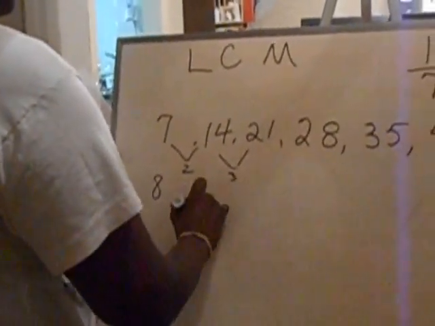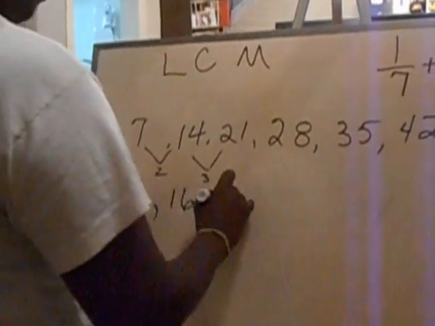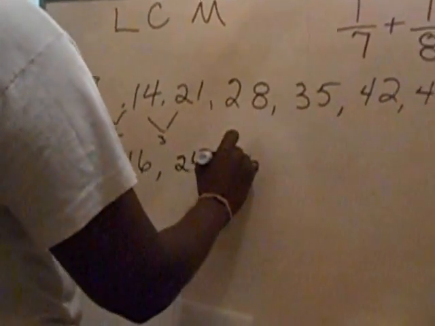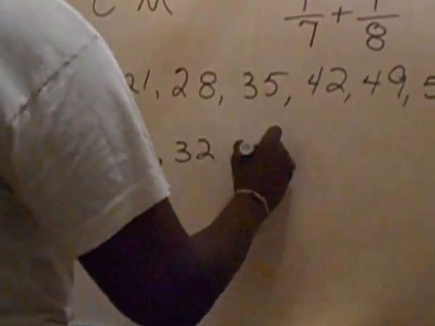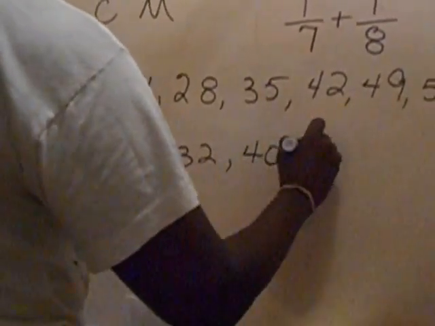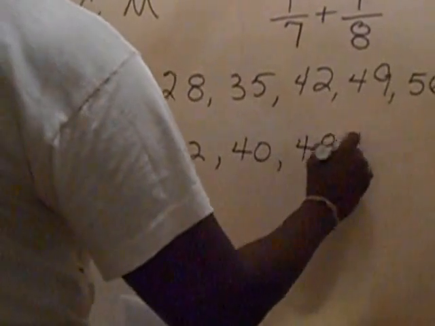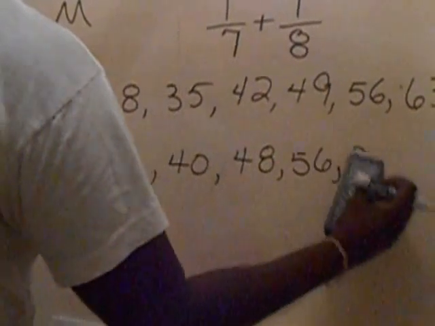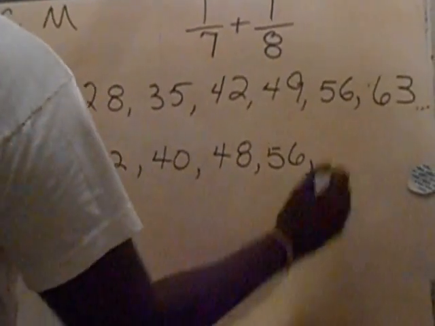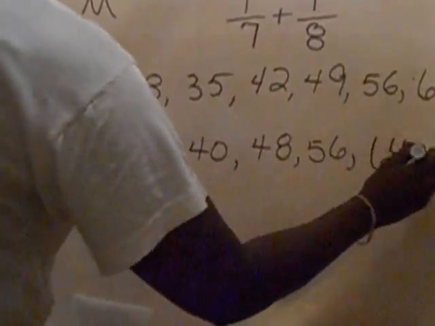Alright. 8 times 2, 16. 24. 8 times 4 is 32. 8 times 5 is 40. 8 times 6 being 48. 8 times 7 being 56. 8 times 8 being 64. Woo! Sorry about that. 64. Okay. I'm going to stop there because I'm running out of space.